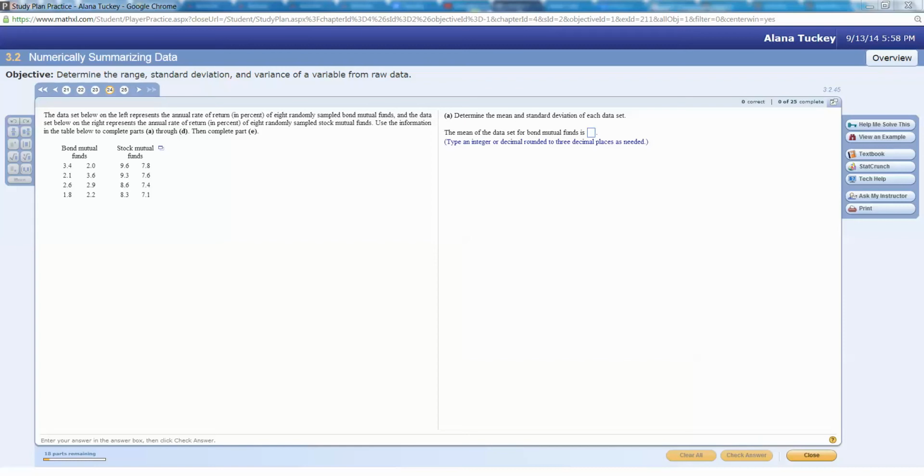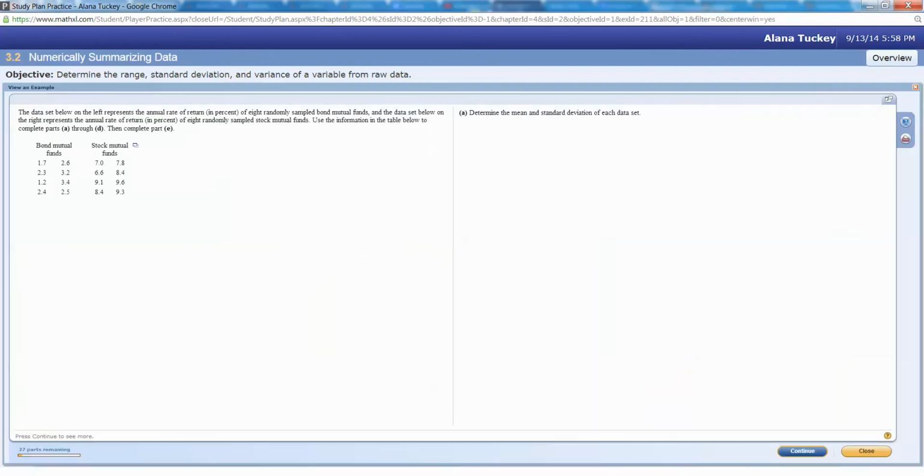This is problem 3.2, number 45, if you look in the top right corner. This is a long one, so I'm going to try my best to fit it into one video, but if not, it'll be two. Okay, so I'm going to click on View an Example. Let me make this larger here.